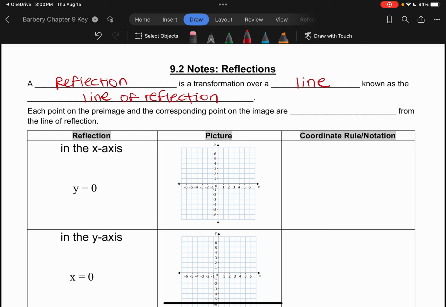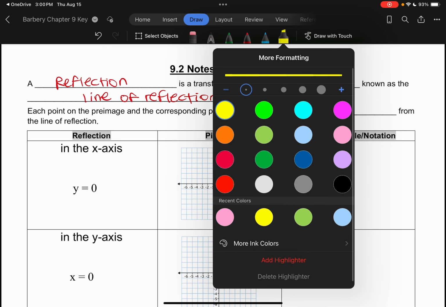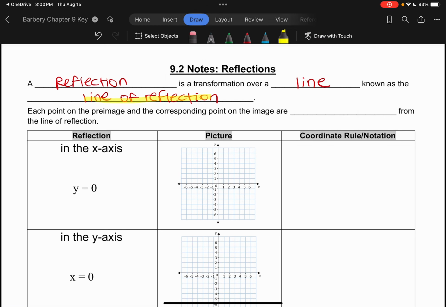It'll be helpful here if you guys are using highlighters. We're going to highlight our line of reflection every time that we're doing a problem. So my line of reflection, I'm going to highlight in yellow throughout the notes.